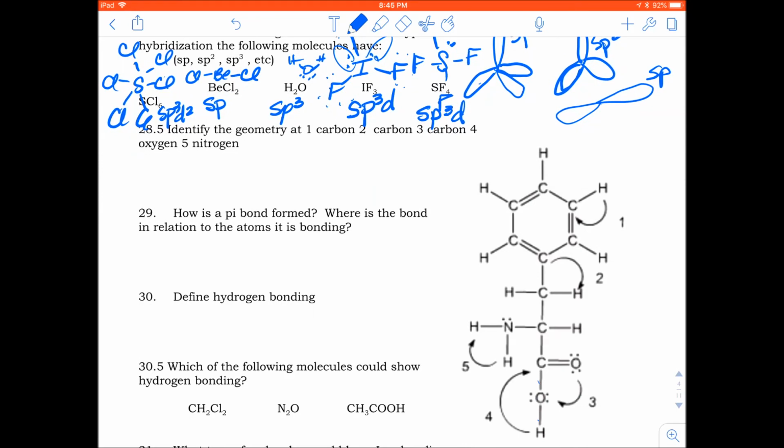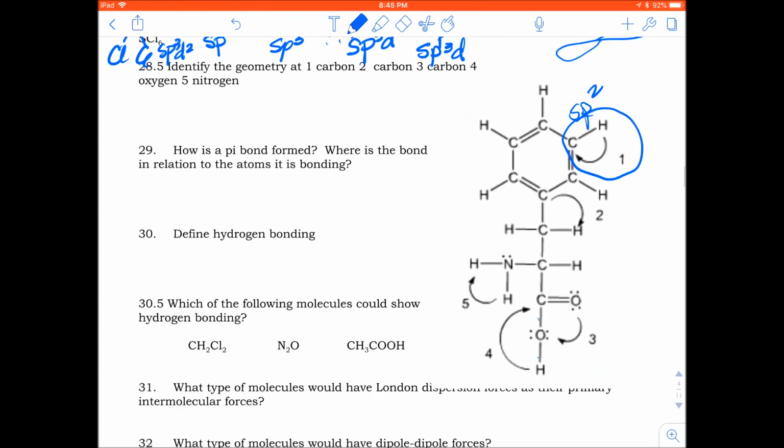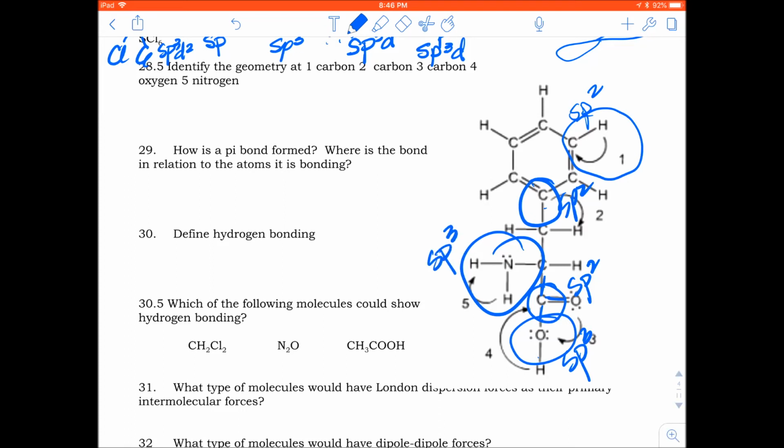Now let's put that to practical use. Question 28.5, identify the geometry. For our first carbon, he's got 3 bond areas. He's sp2. Our second carbon, 3 bond areas, 1, 2, 3, sp2. Our third carbon, 3 bond areas, sp2. Our oxygen has 4 bond areas, 2 bonds, 2 lone pairs, so he's sp3. And our nitrogen, 3 bonds, 1 lone pair, he's sp3.